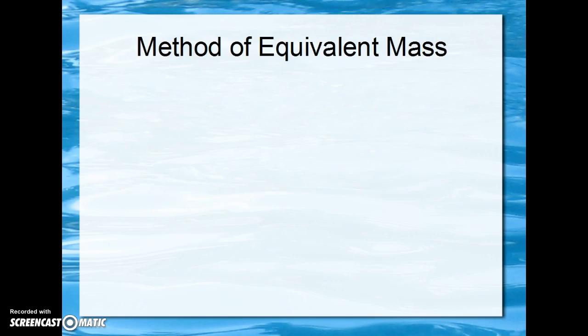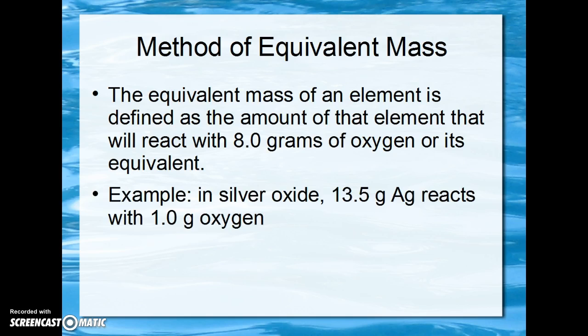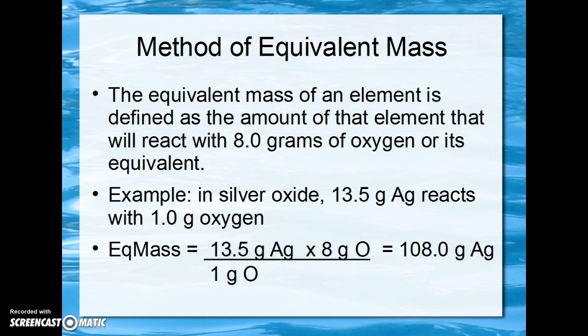He came up with a method of equivalent mass and used that. The equivalent mass of an element is defined as the amount of that element that will react with 8 grams of oxygen or its equivalent, say in hydrogen. So for example, he found that in silver oxide, to make it, you had to have 13.5 grams of silver reacting with 1 gram of oxygen. The equivalent mass then is what would have reacted with 8 grams of oxygen, and 13.5 times 8 is 108. If you compare that with the periodic table mass of silver, you see he was very, very close to what we now accept.